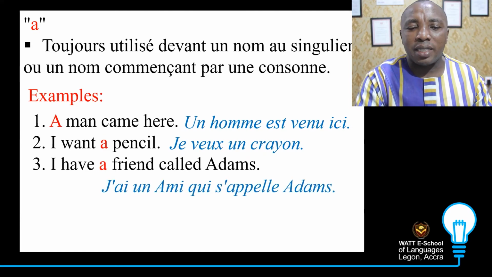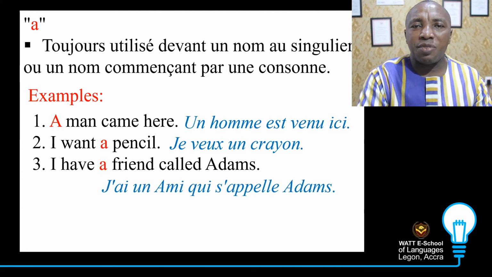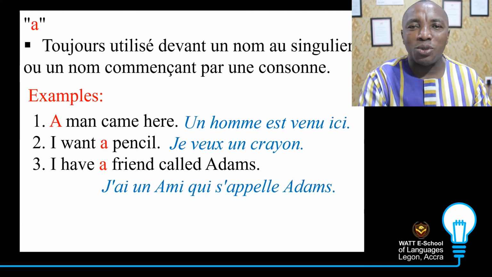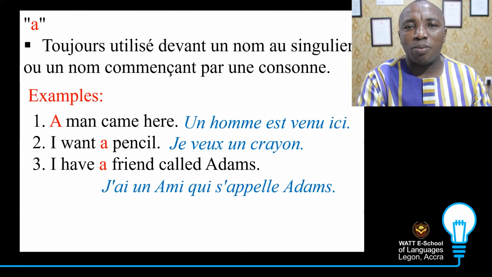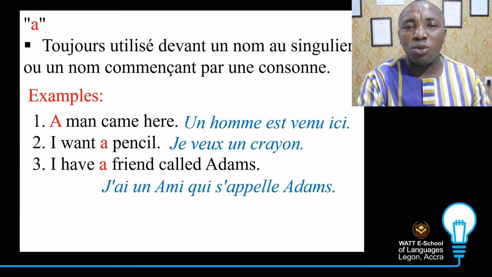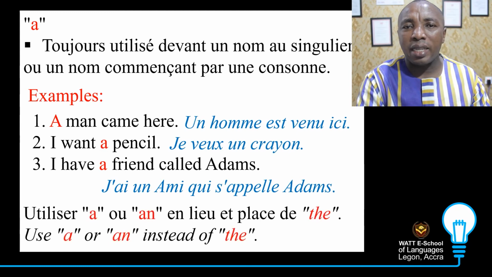When you look at examples 1, 2, and 3, we can see that the first one begins with the consonant M in the word man. The second one, we have pencil that begins with the letter P, which is a consonant. And the third one, we have friend that begins with the letter F, which is a consonant. Therefore, we need to use a instead of an. So here we can conclude by saying that a and an are always used instead of the, because they are indefinite articles, used to make mention of an indefinite, or non-specified, noun.